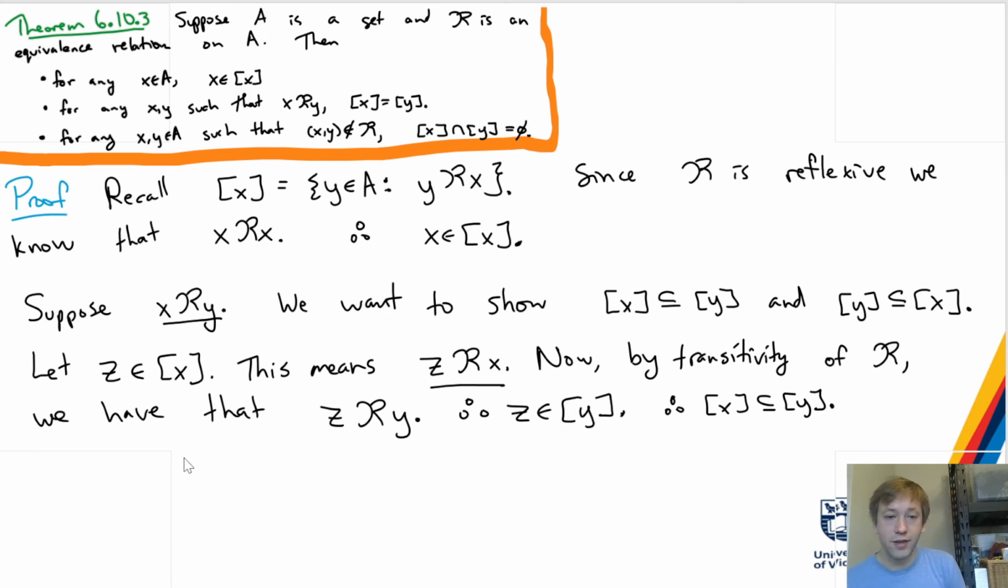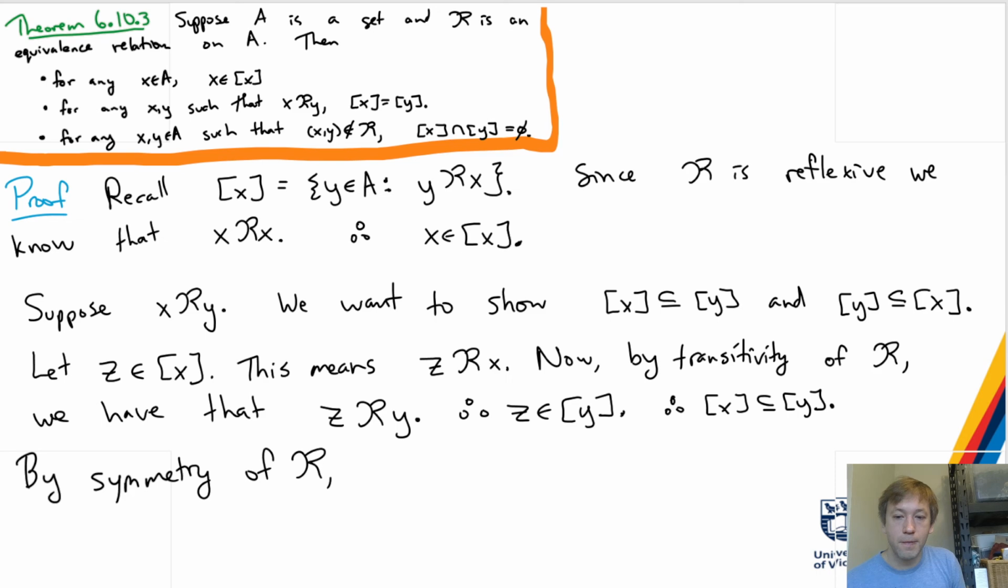For the other direction, we can do the same proof, except what I want to do is use the symmetry property once to change this x related to y into y related to x. So by symmetry, the symmetry property of R, we have that y is related to x.